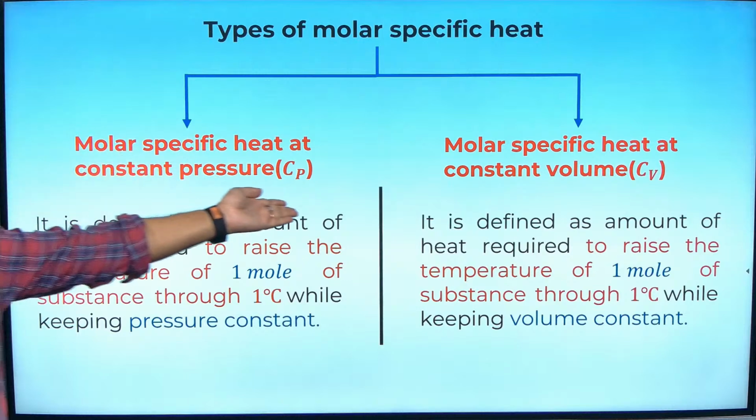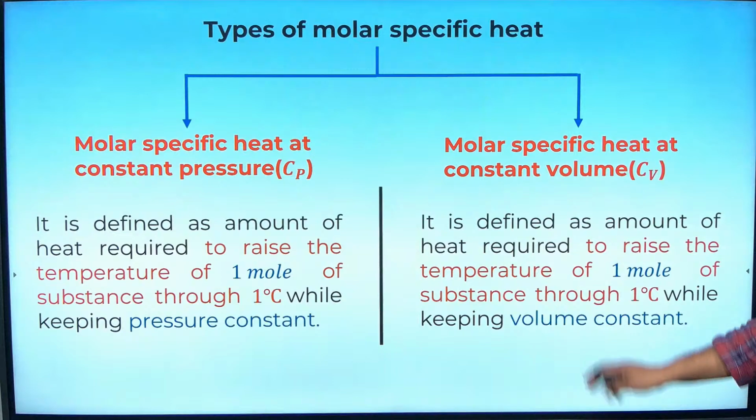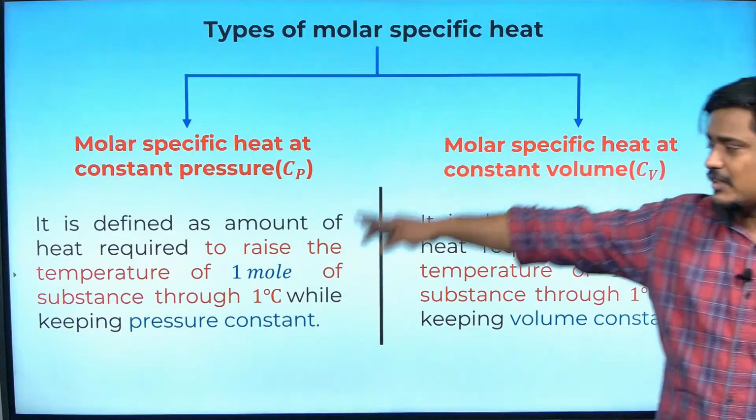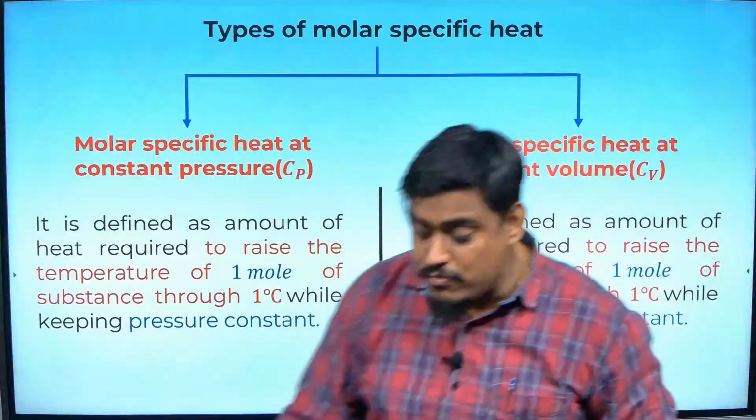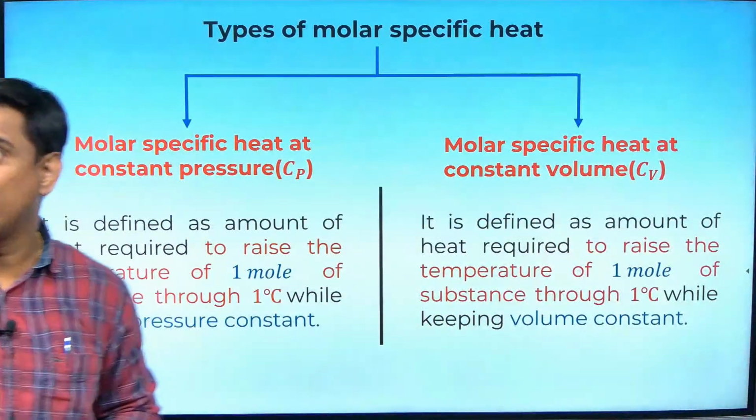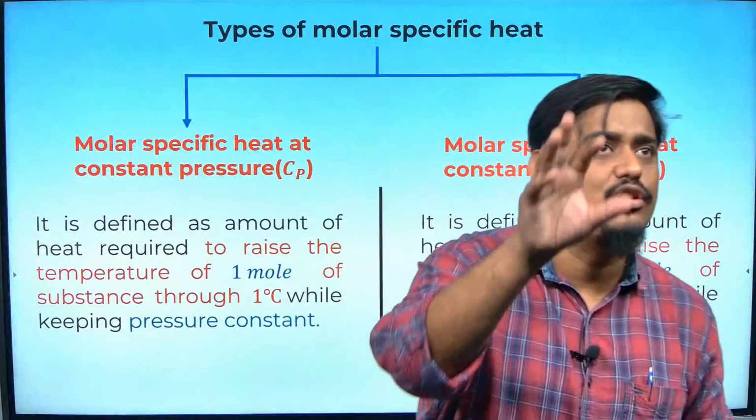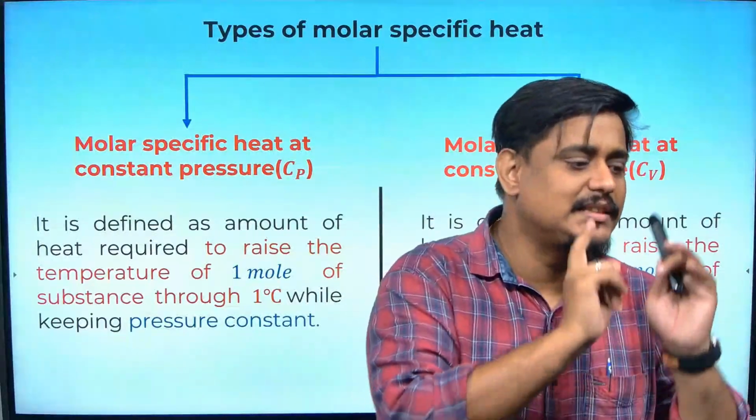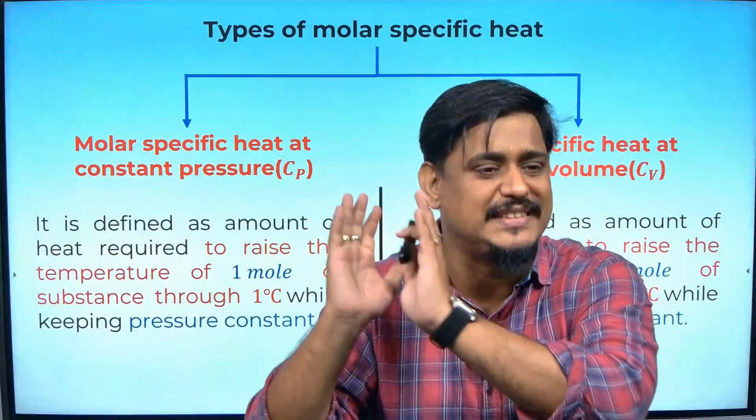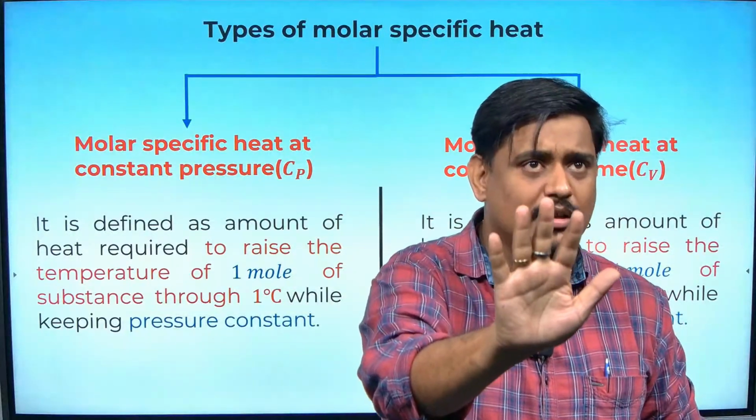And what will be Cv then? Same definition, keeping volume constant. So, if you are keeping volume constant, it is Cv, keeping pressure constant, it is Cp, right? But the meaning is the same. The meaning is how much heat energy is supplied to raise the temperature of one mole of substance by one degree Celsius. At constant pressure, Cp. At constant volume, Cv. Why Cp is more than Cv, is it clear to you?